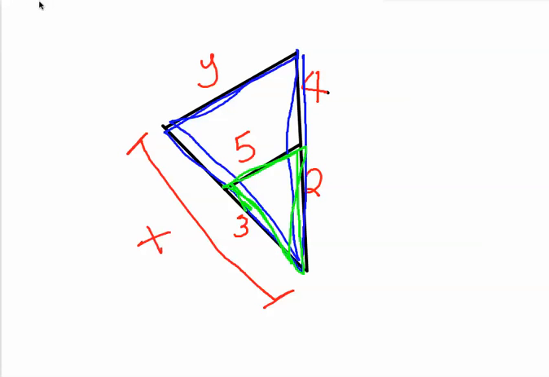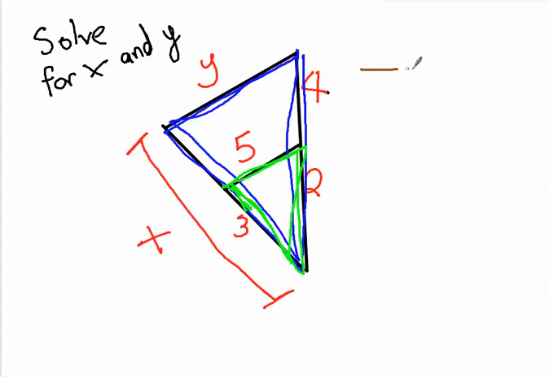triangle. Let's solve first for y, because when they give you a problem like this, they're going to say something like solve for x and y. Alright? So when you solve for y, you have to create a proportion. You have to do something over something equals something over something.